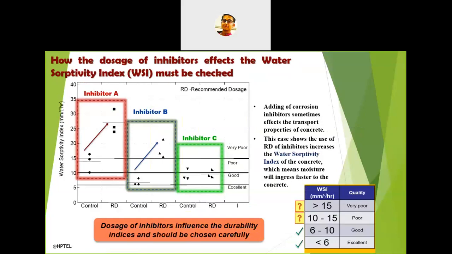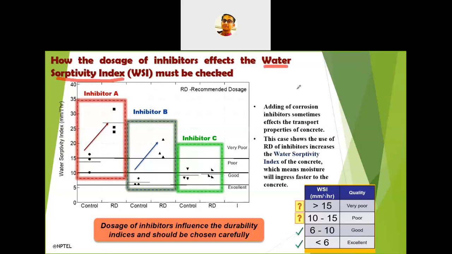So now we'll see this test, which was done in the laboratory of IIT Madras. They used three types of corrosion inhibitors for doing the test. In the case of corrosion inhibitor A, they studied the water sorptivity index. This is also a transport property. It is the rate by which water will enter into the concrete system, water will ingress into the concrete system. So this comes under one of the transport properties.